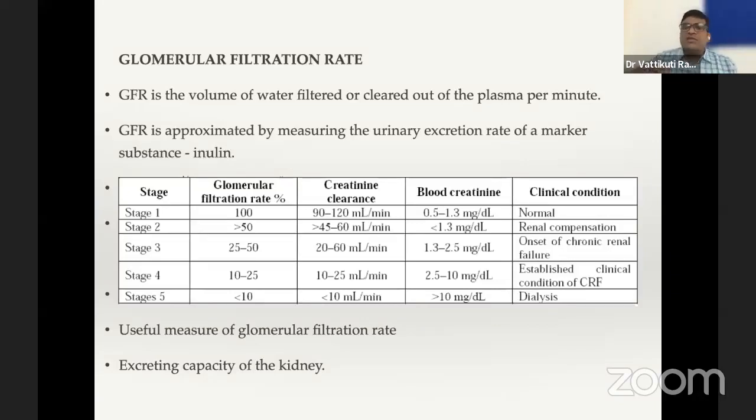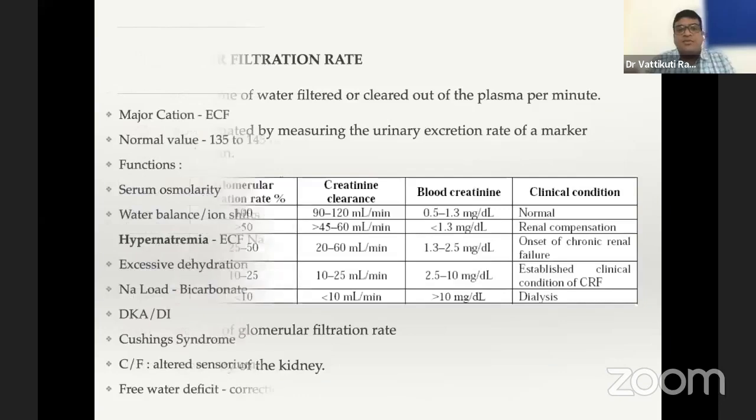So based on these categories, you can classify the CKD stages into stage 1, stage 2, stage 3, and when creatinine clearance goes less than 10, it becomes very significant because the kidneys have completely failed. And again, your antibiotic dosing is modified based on your creatinine clearance in the ICU.